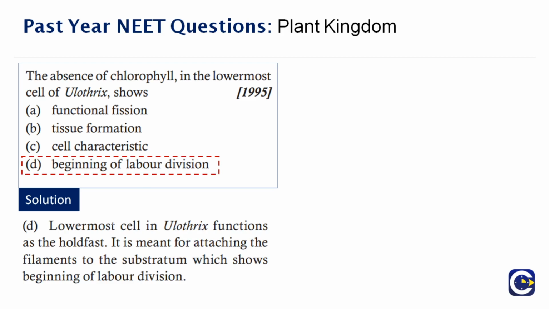See, here they have clearly mentioned the lowermost cell in Lothrix functions as holdfast. We saw in the earlier description that Lothrix has a special cell for attachment which will help the organism attach itself to the surface in a very strong manner, and that is called a holdfast. Now this is meant for attaching filaments to the substratum. Substratum is nothing but the surface, which shows the beginning of labor division. Okay, now you get the answer. Therefore, the correct answer to this question is option D.